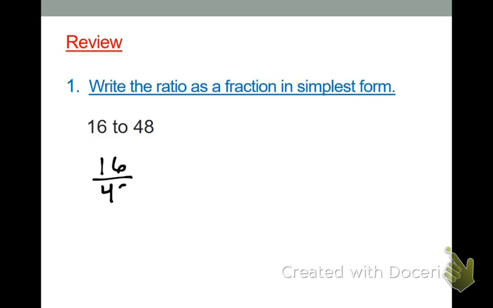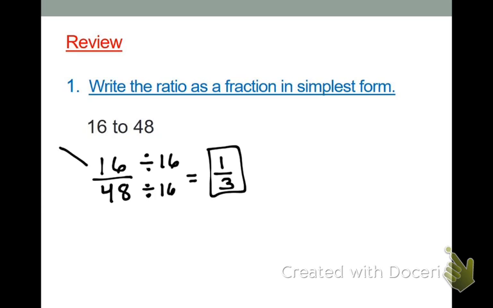Now, is that in simplest form? No, I could divide that by what? 16. You could divide it by 16 on top and 16 on bottom. When you do that, what is my simplest form? 1/3. 1/3 is correct. Now, this is a way that we can write a ratio, 16 to 48. You could write it this way, 16 to 48. Does anyone remember the third way to write it? How do you do it? 16 colon 48. Okay, so all three of those, just as a reminder, are ways that you could write those ratios.